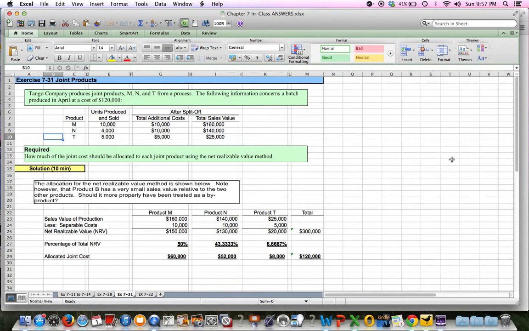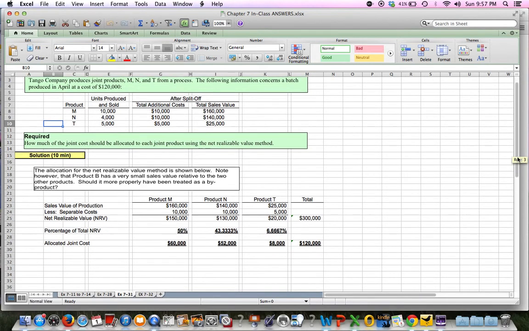So the question becomes how much of the joint cost should be allocated to each joint product using the net realizable value method. What they want us to do then, the allocation for the net realizable value method is shown below. It says product B has a very small sales value relative to the two other products, and should it be treated as a byproduct? Possibly, depending on how we look at it. But you can see how we got the numbers.